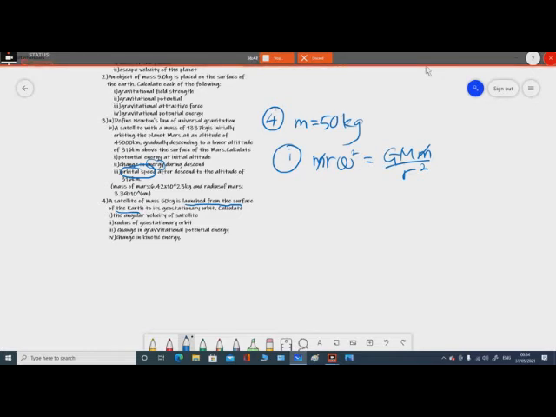The angular velocity. Let me check about it. Oh yeah. Okay. Since we do not have the radius of the geostationary orbit, this formula is not applicable. So we need to find another alternative way.